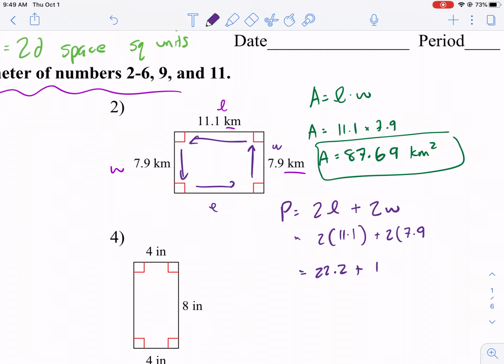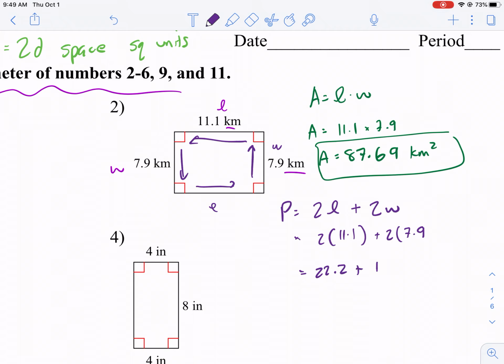And now what are my units? Just kilometers. Notice the difference here. I'm talking about a distance, not an area. For area, we're talking about all the space inside the shape. For perimeter, we're talking about the distance around a shape. Think about fence versus the grass. So this one's like the fence. This one is like the grass, if you want to think of it that way.